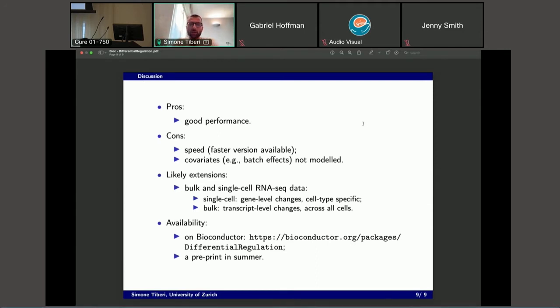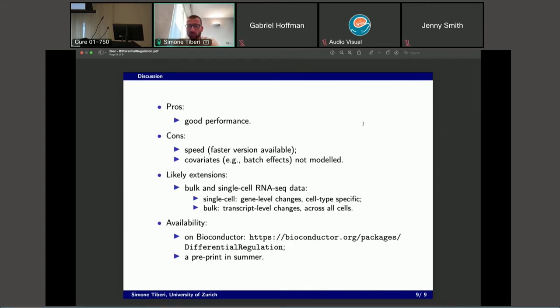And we're currently working on an extension of this to also work on bulk data, where my idea would basically be to have two kinds of analysis at different resolutions. On single cell data, you can identify changes at the gene level, but which are cell type specific, as we've said, because you can cluster cells. On bulk data, obviously, you cannot have cell type specific changes, but at the same time, you can have transcript level changes, because on bulk data, you can actually distinguish the transcripts of each gene. And so you could study things at different resolutions on the two datasets.